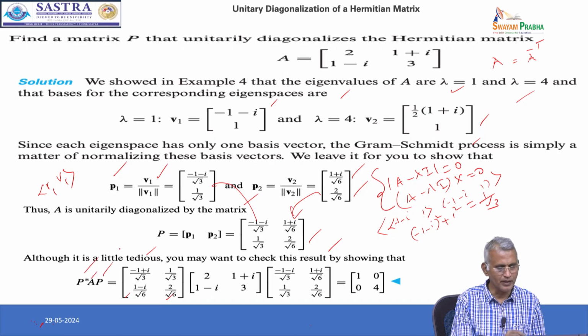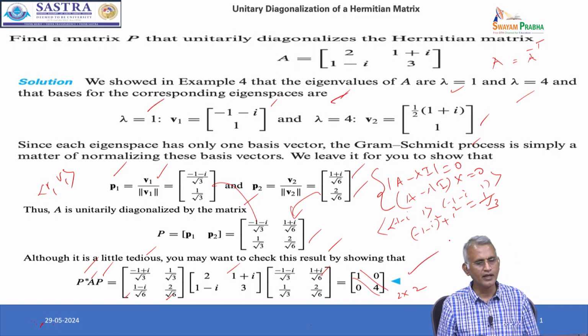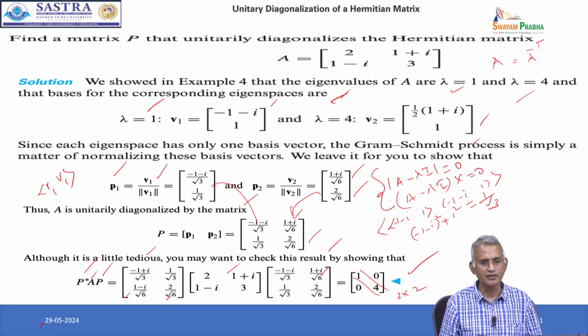So, P star A P you have to do: P star is calculated, A is the given matrix, and P we just found out, and then multiply them. It is 2 cross 2, 2 cross 2, 2 cross 2, and the result is also 2 cross 2, and we have diagonal elements. The diagonal elements are the eigenvalues, so that is satisfied. So, this is a way we can find out, even when the matrix is complex, that we can do the diagonalization process.